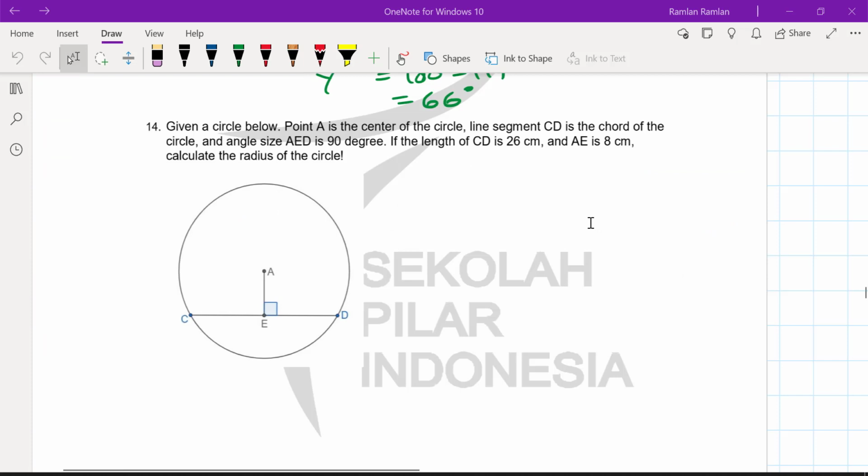In number 14, given a circle below, point A is the center of the circle. So this point A here is the center of the circle. Line segment CD is a chord of the circle, so line CD is this one over here. This is a chord. And angle AED is 90 degrees, so this one here is 90 degrees. And the length of CD is 26, so the length of this line over here is 26.